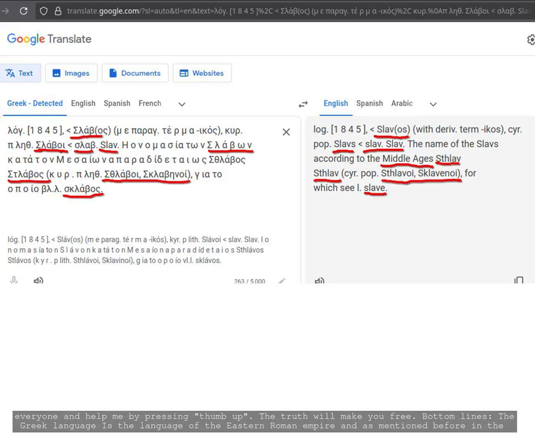Bottom line, the Greek language is the language of the Eastern Roman Empire, and as mentioned before in the other video, why Slav and Serbian is a bad word, and what it means. The words sklavos, slavos, sklavini, Sclav and Slav all mean slave from the year 500, exactly at that time. So Jordanes mentioned them in his book about the Goths, the book named Getica. Also, Theophylactus Simocatta mentions Sklavini.